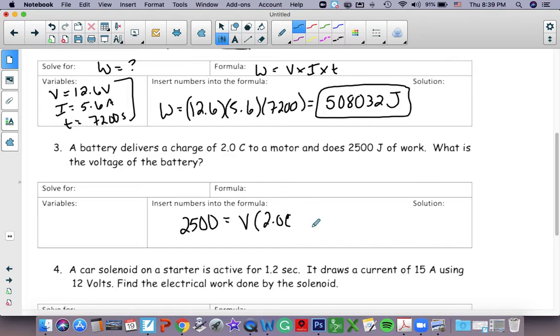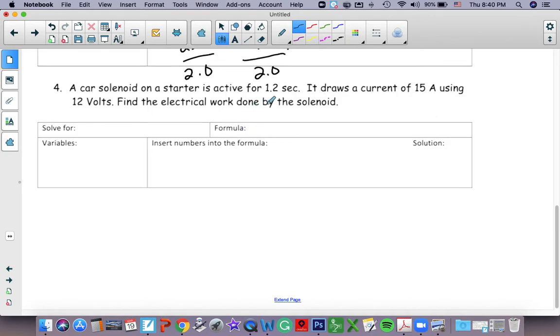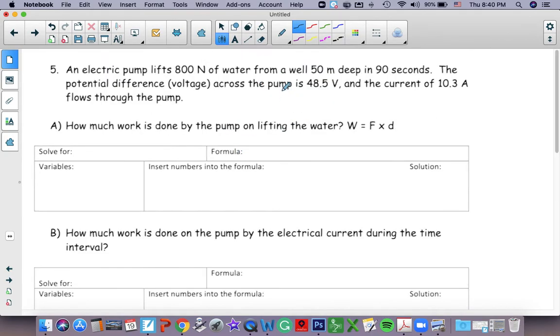Okay, so you have to think to yourself, how am I going to solve for volts? You'll have to divide by that, and then remember the label for volts is just volts. Here we have time involved again, so that's our other equation. So it's not too bad, plug everything in.